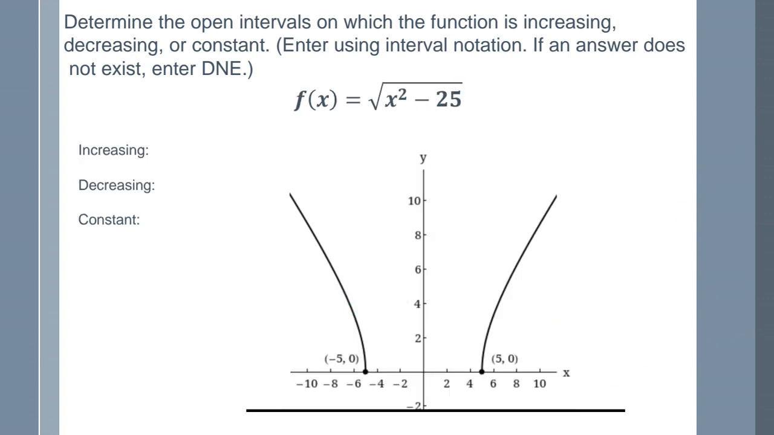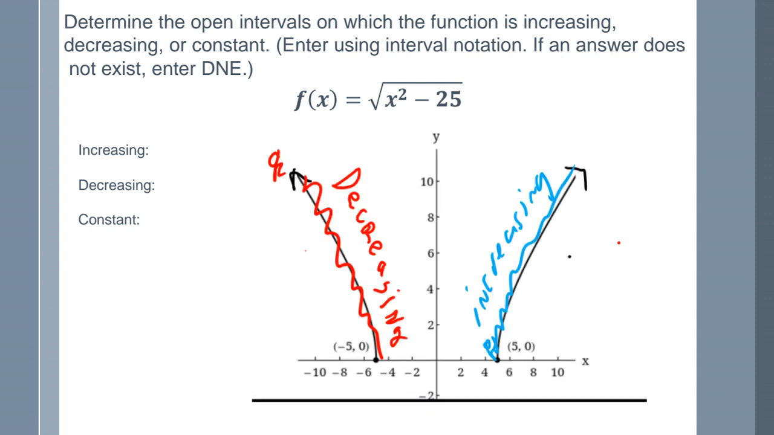So again, let me put some arrows here. Okay, so if we look at this graph, we want to see what's happening with the graph. And so remember, you're going from left to right. And so from left to right, the first thing that's happening here is that the graph is decreasing. But at what interval is it decreasing? And then from this side, the graph is increasing.